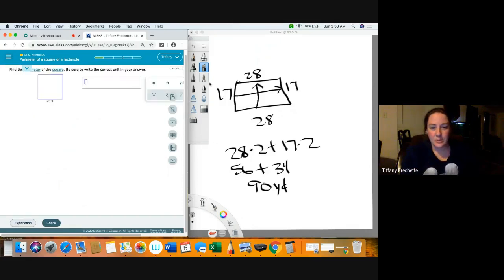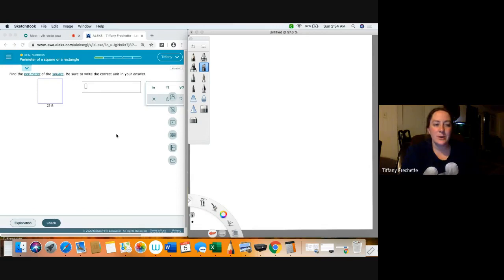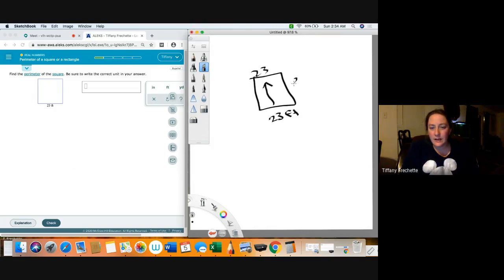All right, I'm going to erase this. Okay, so this very next one, we start with find the perimeter of the square. So they tell us it's a square. If it's a square, again, we talked about this on the first page. If this is 23 feet, then they're all 23 feet. Every single side is 23 feet. Not just the opposite side, but all 4 sides, because it's a square.